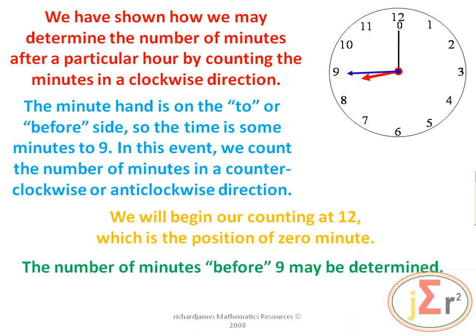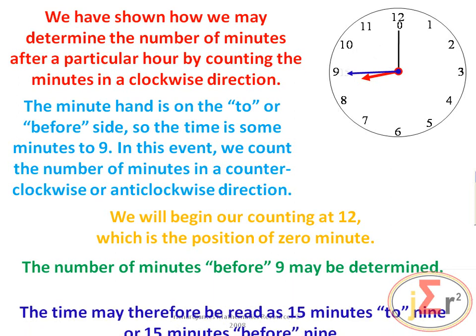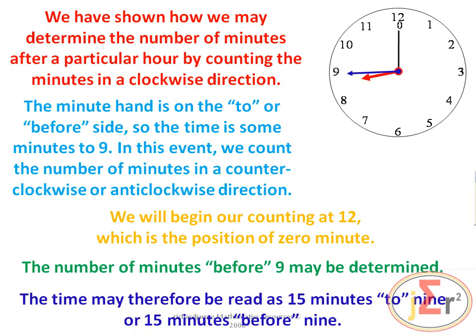The number of minutes before 9 may be determined. So we will count the number of minutes until we get to the minute hand. Let's go again. 5, 10, 15. Right, 15. So 15 minutes. The time may therefore be read as 15 minutes to 9, or 15 minutes before 9.